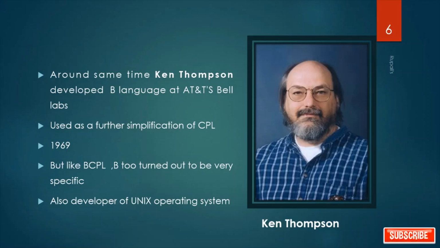Around the same time, Ken Thompson developed B language at AT&T's Bell Lab. It is a further simplification of Combined Programming Language, in the year 1969. But like BCPL, B too turned out to be very specific. Ken Thompson is also the developer of the Unix operating system. In fact, C language was developed for developing the Unix operating system.